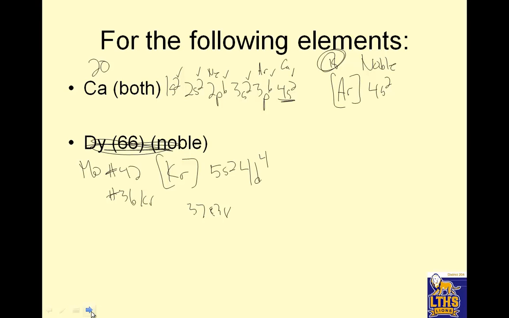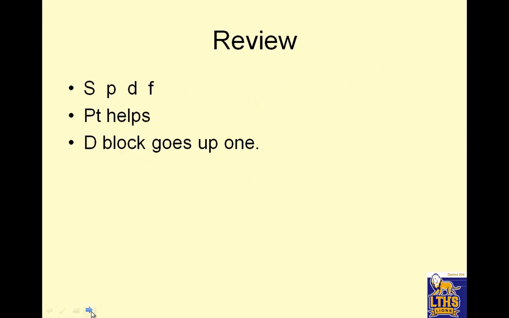Of course, I picked one that's not a bad choice, but that'll work. So 4d4. Review. s, p, d, f. Electrons move up. Woohoo! The periodic table helps. The d block goes up one. And we are finished with this.